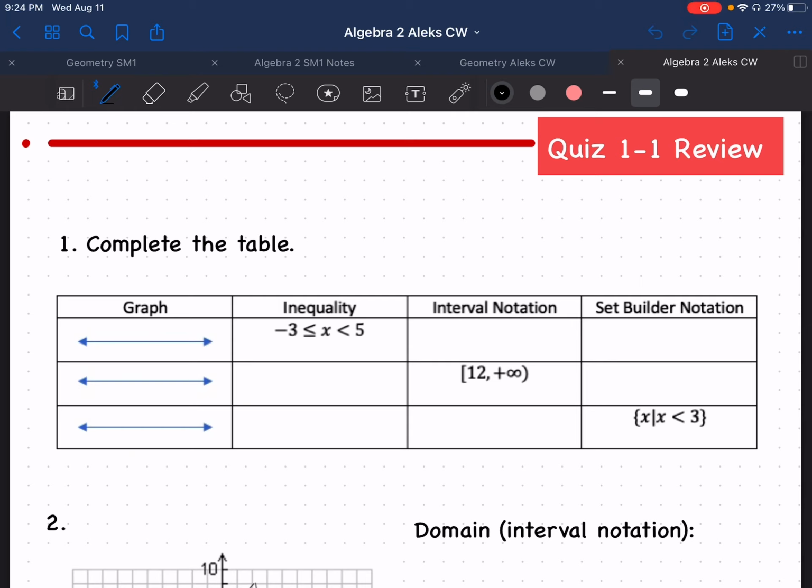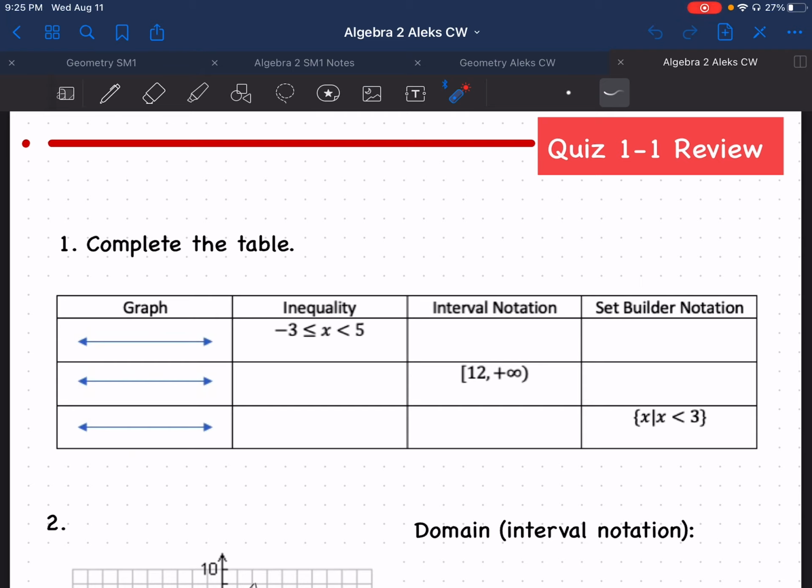You're going to have a different thing given to you, like an inequality, interval notation, and set builder notation. You are going to have to fill in the missing blanks. So let's go ahead and start with the first one.